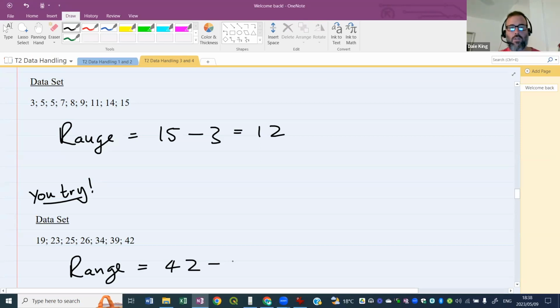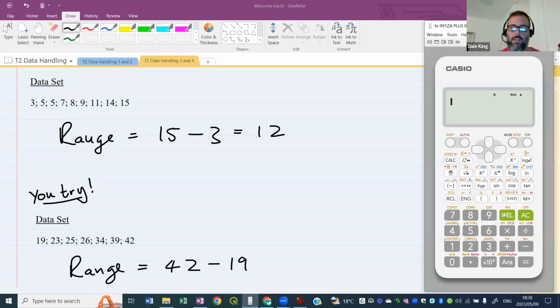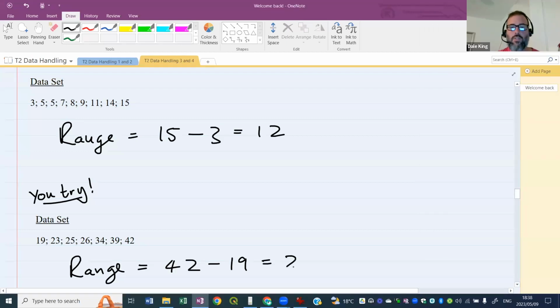The highest is 42. The lowest is 19. Use your calculator, guys. It's there to work for you. Let it work for you. 23. Good job. Well done. An easy 2 marks in the exam. You're hoping for this question in the exam. Work out the range, determine the range.